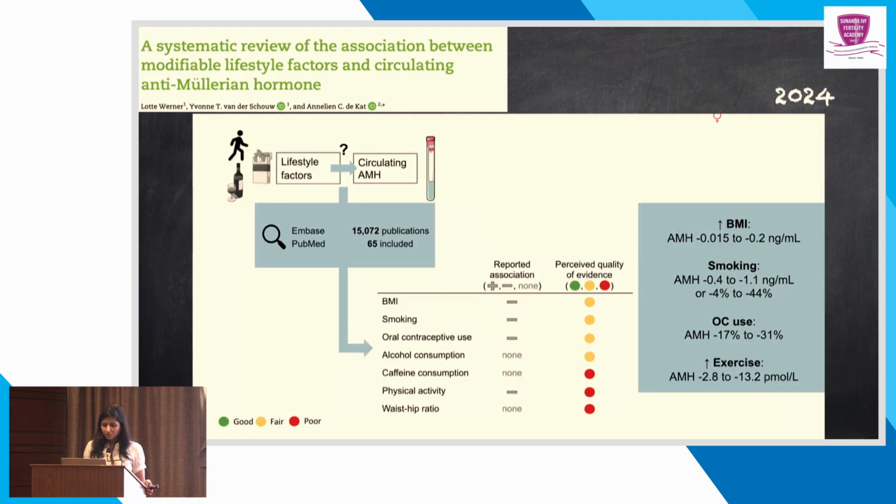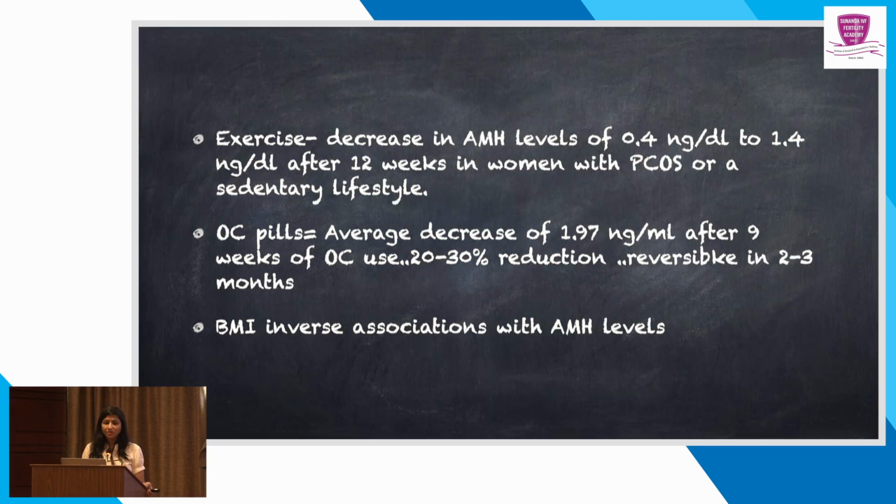AMH also differs with lifestyle factors. When they did a systematic review of the association between lifestyle factors and circulating AMH, alcohol consumption and caffeine consumption did not have any correlation with AMH. But BMI, smoking, OC pill use and exercise definitely have an impact on the AMH level. High BMI means we are looking at a low AMH level. Smoking also decreases your ovarian reserve faster. Continuous OC pill use also has a negative impact on the AMH.